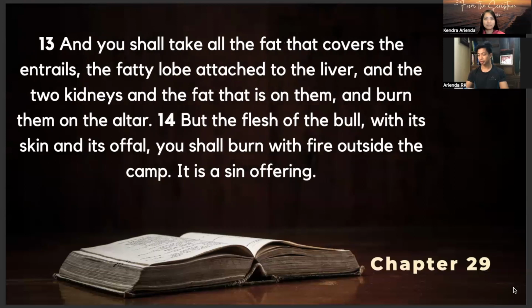And you shall take all the fat that covers the entrails, the fatty lobe attached to the liver, and the 2 kidneys and the fat that is on them, and burn them on the altar. But the flesh of the bull, with its skin and its offal, you shall burn with fire outside the camp. It is a sin offering.